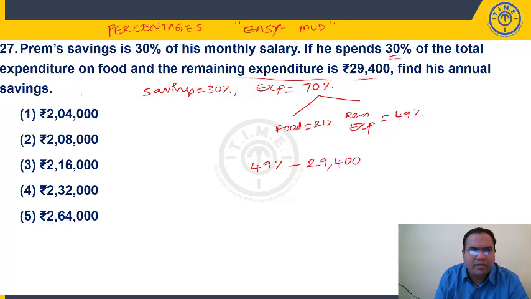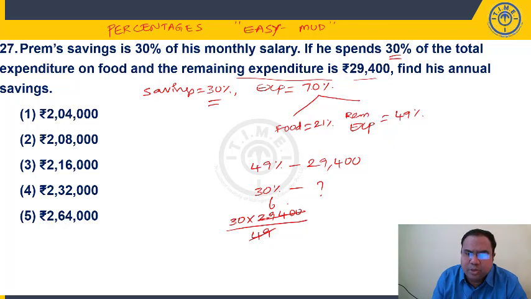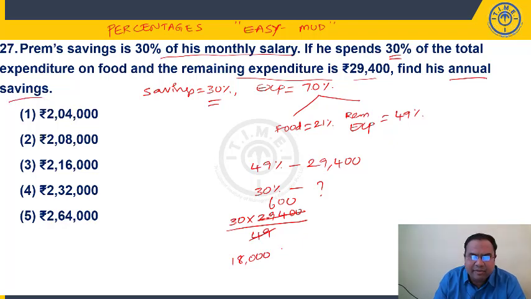29,400. Find his annual savings. Savings is 30%. How much? 30 into 29,400 by 49. 49 goes exactly 6 times in 294. So 600 into 30, 6 into 3, 18, followed by 3 zeros, 18,000. That is his monthly salary. What is the question? Annual savings. Annual savings will be for 12 months, into 12. 12 into 18 is 216, followed by 3 zeros. So 2,16,000. 2,16,000 is present in third option.